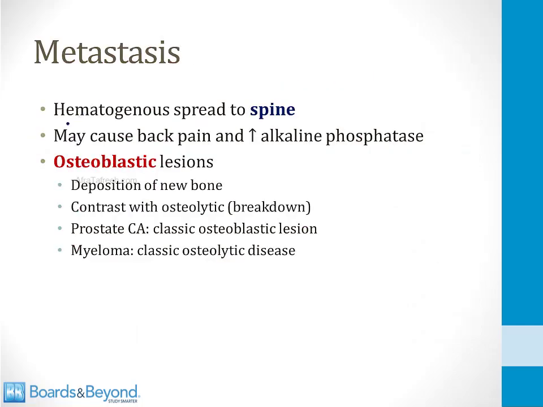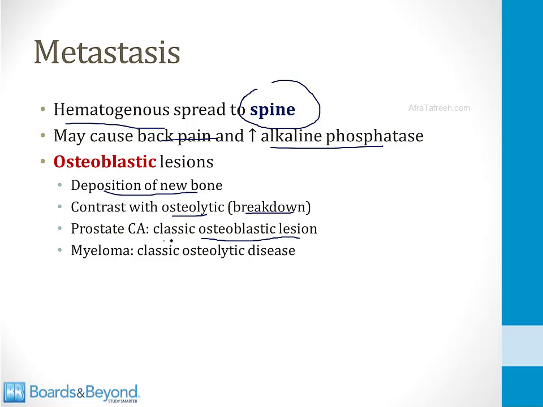Metastasis of prostate cancer occurs hematogenously, and classically the cancer spreads to the spine and causes back pain and an increased alkaline phosphatase level. There are two general types of bony lesions caused by cancer mets. The first type is called osteoblastic. The second type is called osteolytic. You should be aware that prostate cancer is the classic cause of a purely osteoblastic lesion. By osteoblastic, what this means is that the prostate cancer metastases lead to deposition of new bone. This is in contrast with osteolytic lesions, which are metastases that lead to breakdown of bone.